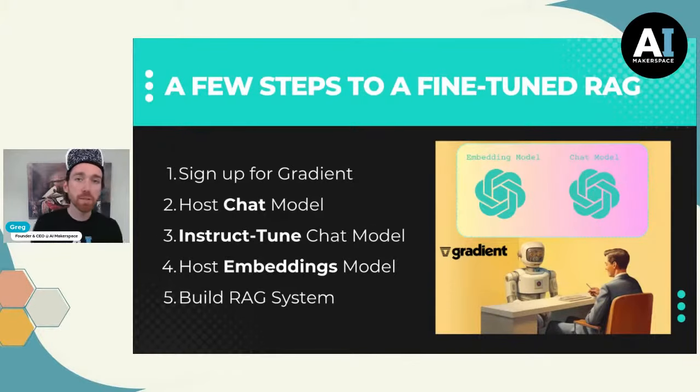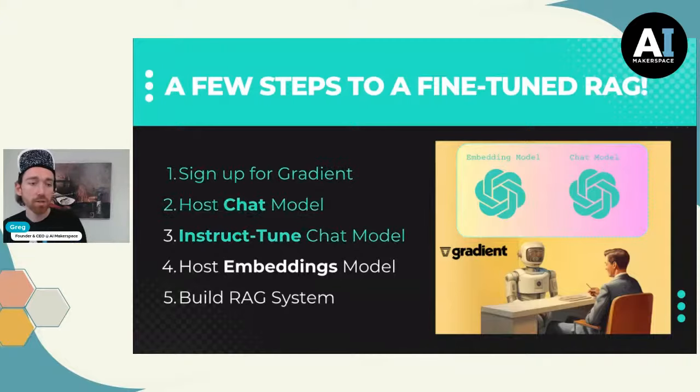So today, to build our fine-tuned LLM-powered RAG system with open source models, we're going to go through a few steps. We're going to show you how to leverage Gradient. We're going to host a chat model on Gradient. We're going to instruct-tune that chat model directly, and we're going to host an embeddings model. And then we're going to essentially do what we could do with the OpenAI GPT models and Ada embeddings within our RAG system. We're going to tap into them directly via API. So we're going to focus on these first three steps first: the chat model hosting and the instruct-tuning.